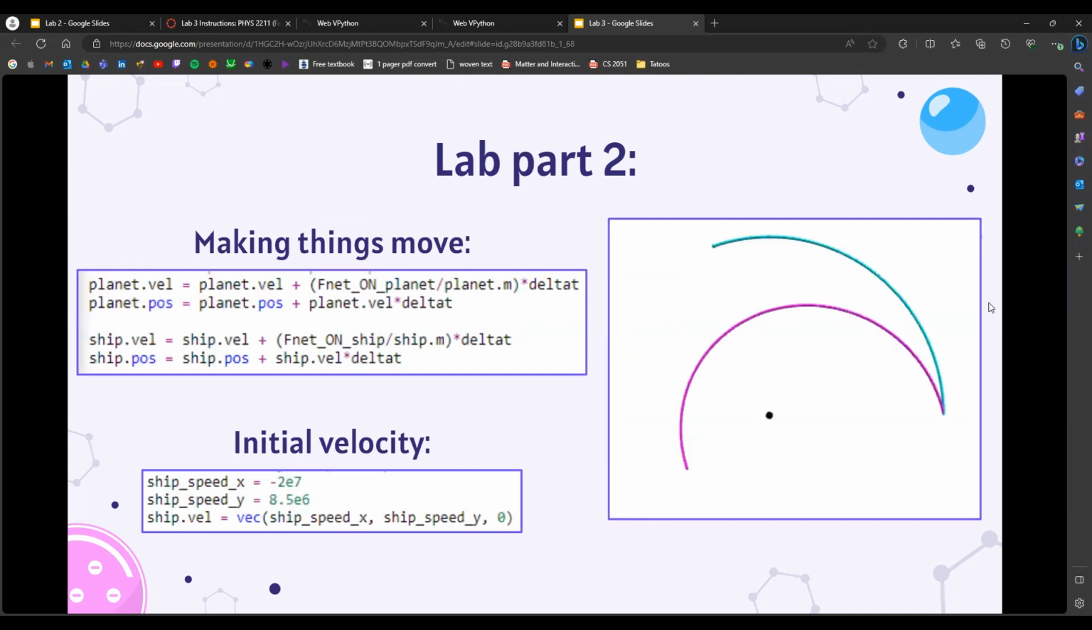To make our simulation actually move, we needed to use the velocity and position update formula. And through guess and check, I found an initial velocity where the rocket ship would not crash into either the black hole or the planet.